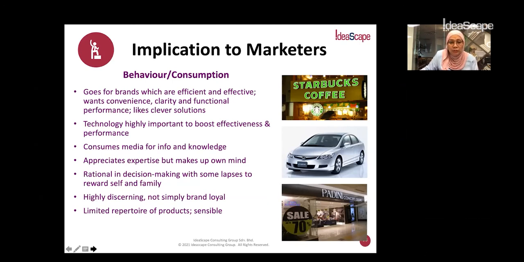They're always rational in their decision making, very, very discerning, not simply brand loyal. They wouldn't be the ones that will just get onto the brand because you tell them to get onto this brand. They will ask you why, how come, can I get a better price? And they tend to be the ones who like to have quality, but at a more discounted price. So they will go for sales, the 12/12 or 11/11 kind of sale.